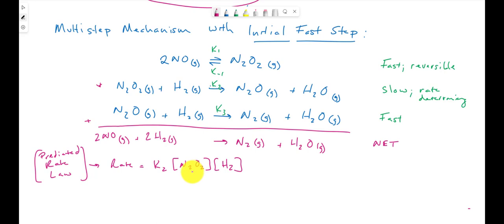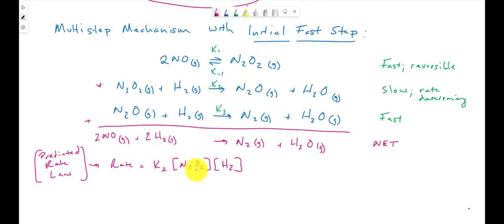But the reaction is first order in N2O2 and first order relatively in H2. The problem here that some of you may have realized in staring at this is our predicted rate law here includes this species N2O2, but if you look at our overall net reaction here, N2O2 is nowhere to be found. And that's really confusing, right? Because when you add NO and H2 together in a reaction flask, you are not including N2O2, but somehow our predicted rate law includes it.